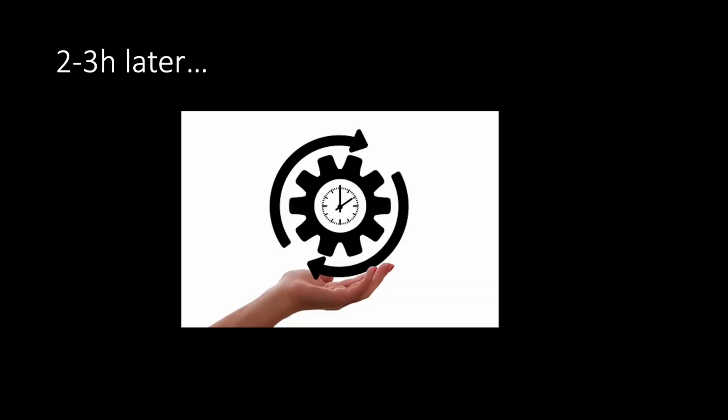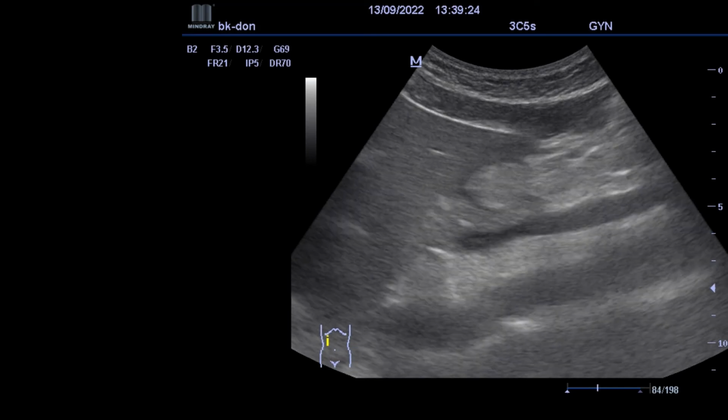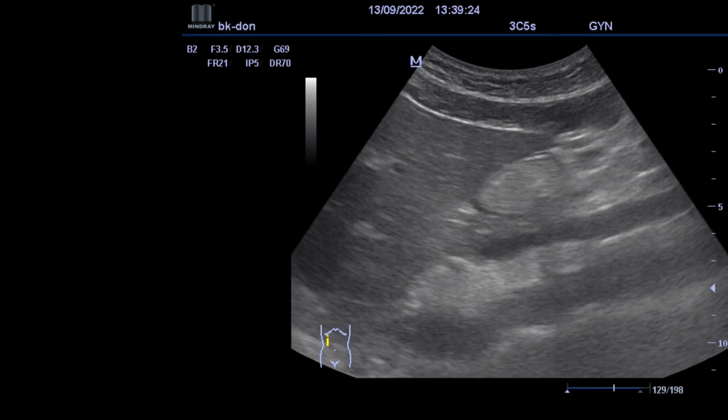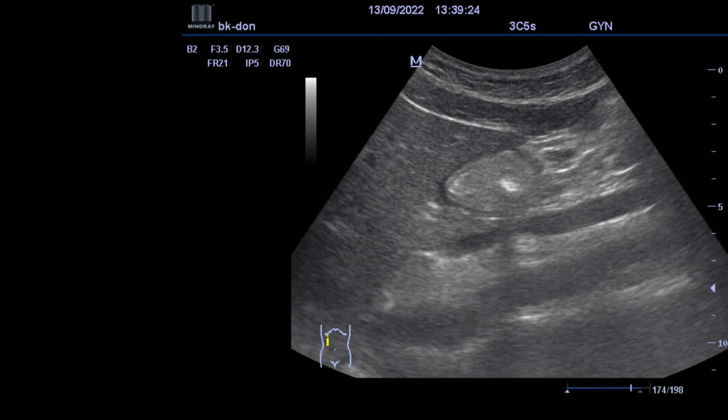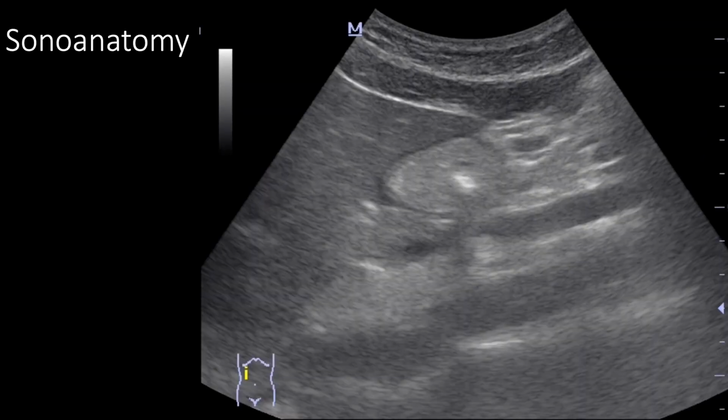I let Don go off to do the ICU round, but called him back 2 to 3 hours later to see how things have evolved. This is a short clip of the repeat gastric ultrasound in Don. Notice now that the air has been worked out of the ingested food. There is no posterior air shadowing, but the antrum is still clearly distended.